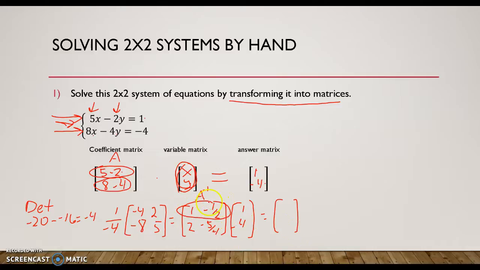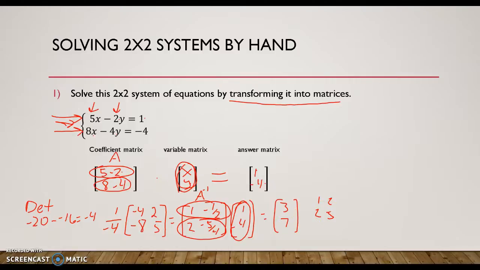I'm going to start by multiplying this row times this column. 1 times 1 is 1. -1/2 times -4 is +2, so that gives us 3. Then if I multiply this row by this column, 2 times 1 is 2. -5/4 times -4 is +5, and 2 plus 5 is 7. And so we know that x is 3 and y is 7.